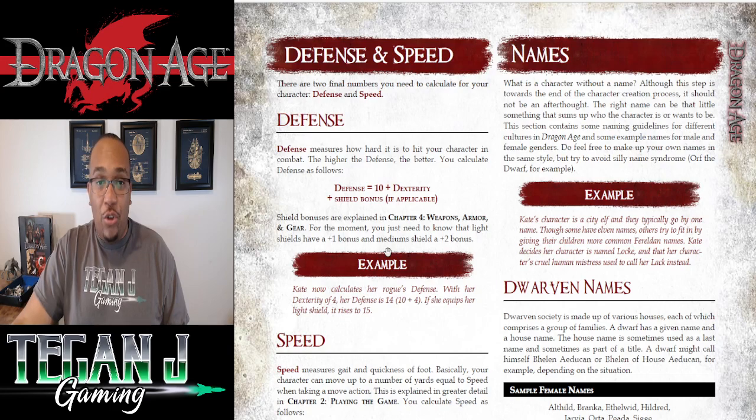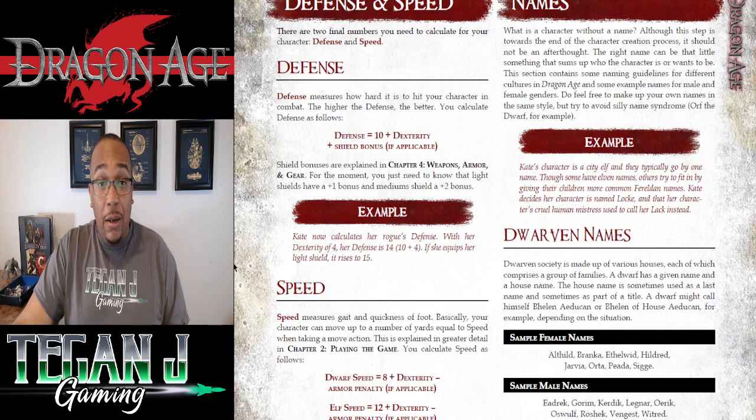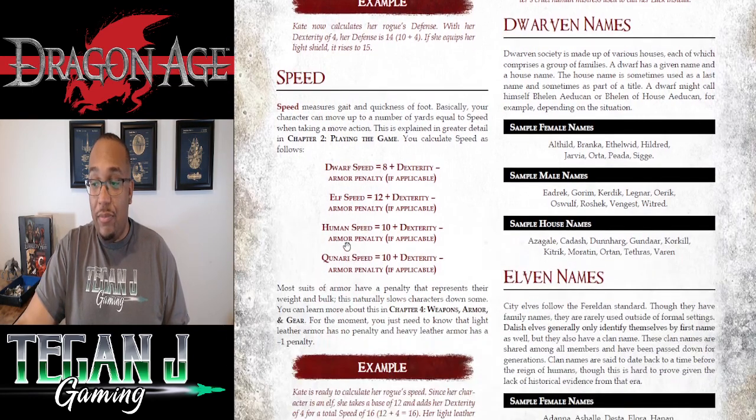But the next piece we're going to go through for our character build process is determining our base speed as well as our base defense. So for defense, it equals 10 plus your dexterity plus shield bonus. We can't wield a shield, so it makes that fairly easy. Dexterity, we got a +1 in our attribute, so our defense will be 11.